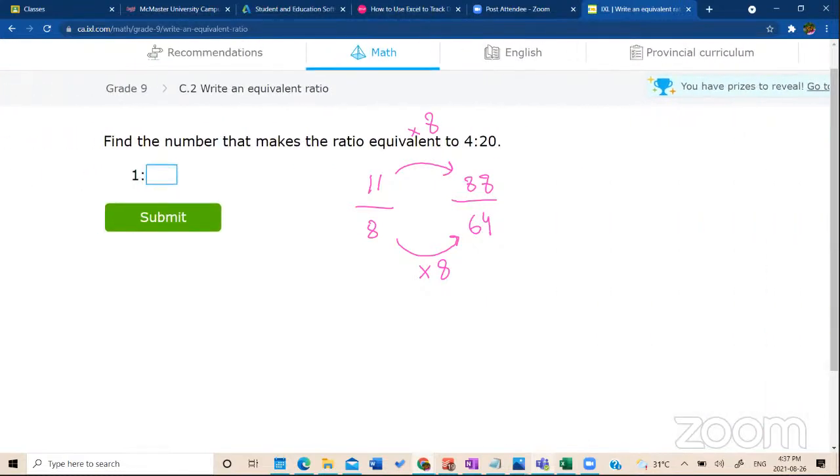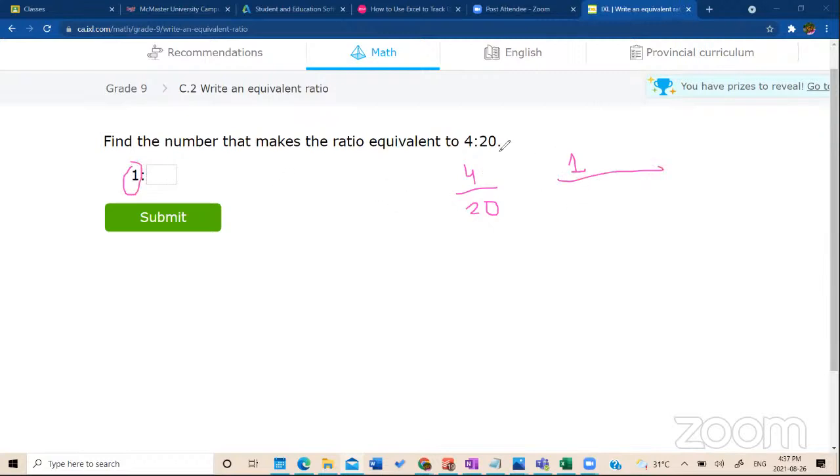It's just going to be 24 times 20, and it's going to be 80. So 4 over 20, and then we have 1. See how there's 1 in the numerator? So to get 4 to 1, what do you have to do? 4 divided by 4 will give you 1. And we have to do the same thing to the bottom. So what's 20 divided by 4? It's 5. Okay, very good. So we would write 5 here.